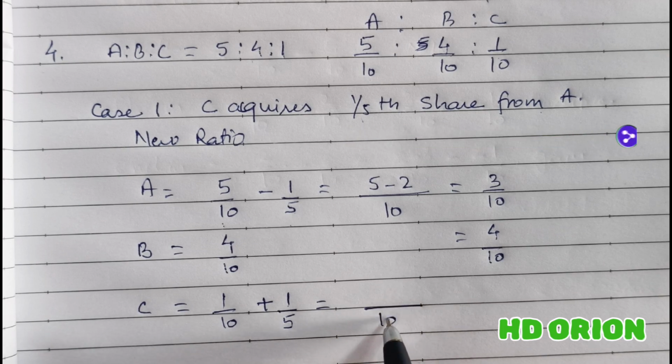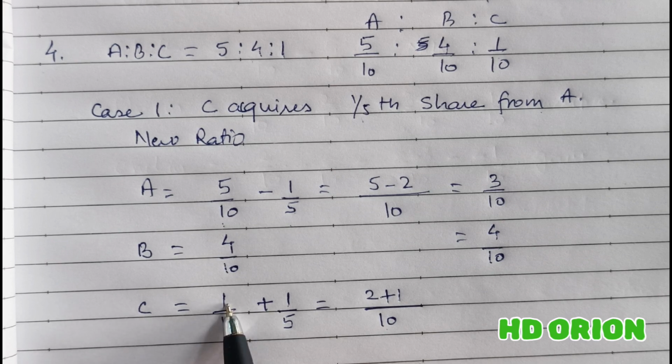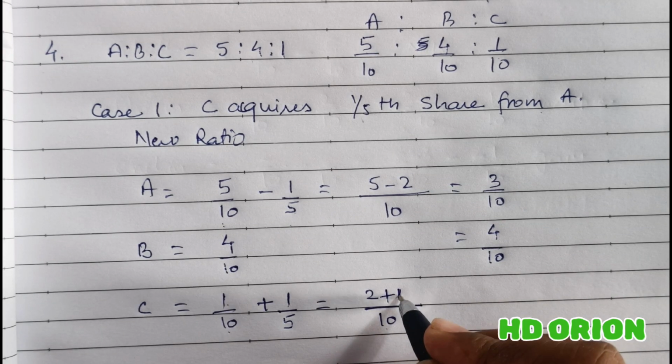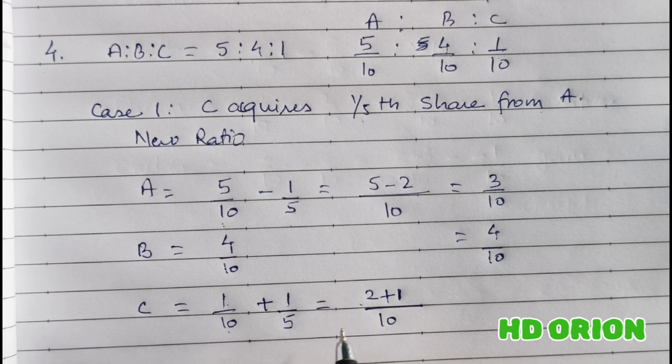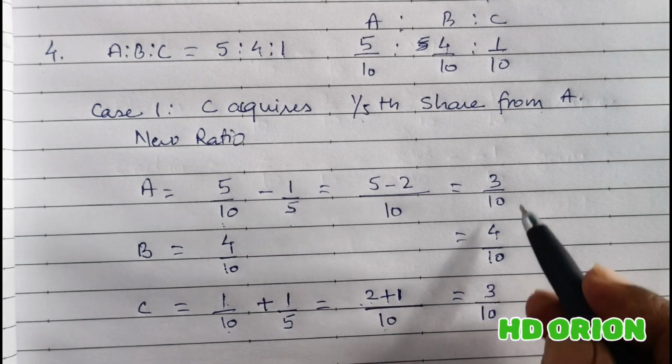Now LCM will be 10. It is 2 plus 1. How do we get 2 plus 1? When you take LCM, it is 10. Now 10 divided by 10 is 1. 1 multiplied by 1 is 1. And now here it is 10 divided by 5 is 2. 2 multiplied by 1 is 2. So in the numerator you will get 2 plus 1, that is equal to 3. So 3/10. So this is their new ratio.